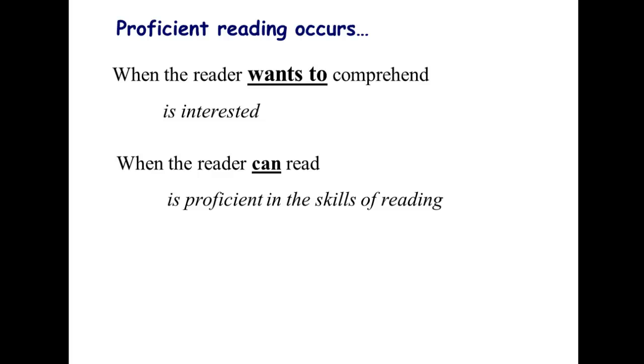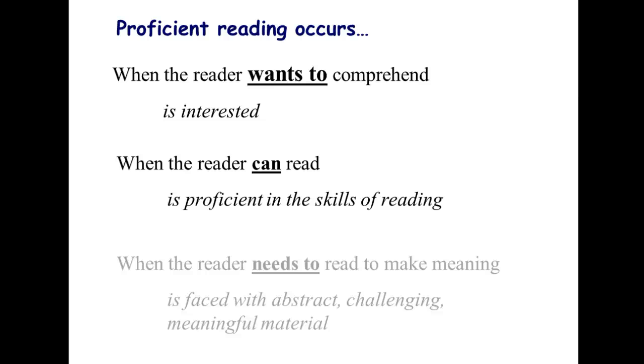The second thing that has to be present, the reader has to be able to read. So when the reader can read, they have to have the skills of reading. If you're giving students text that is far above or even at their level of reading, they're going to have a hard time comprehending because they can't practice those higher level skills and strategies they need to practice. They're too focused on decoding the text.